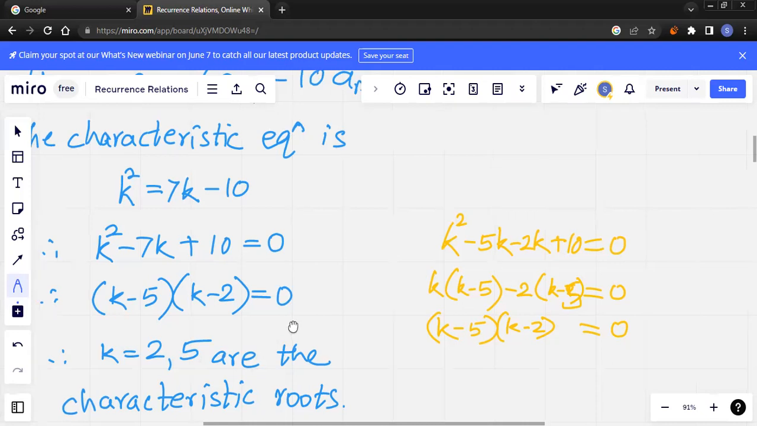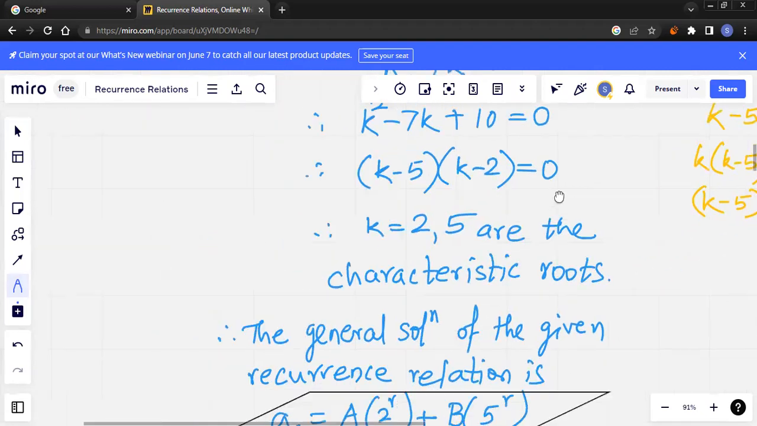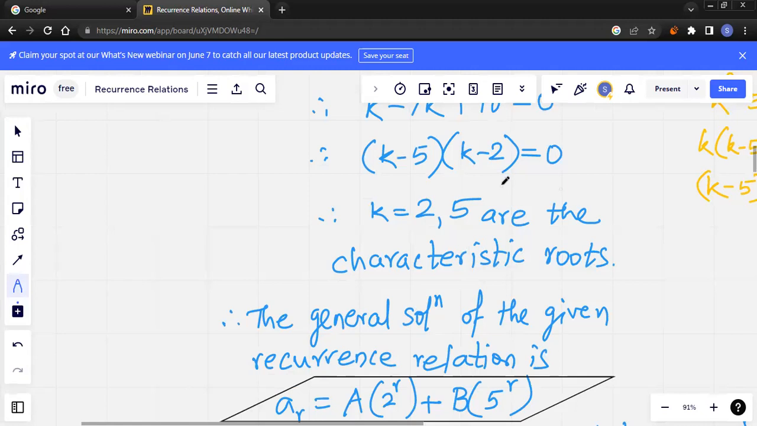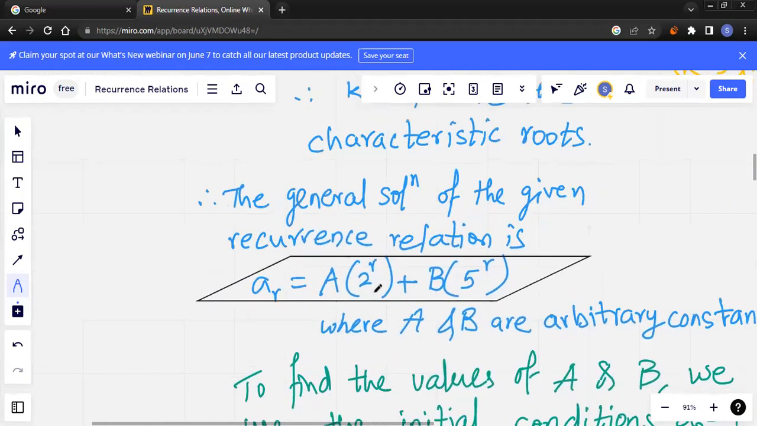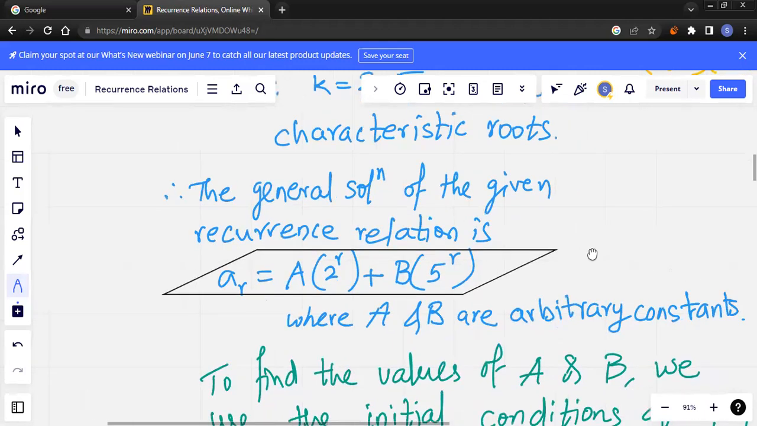So these are the characteristic roots. k equal to 2 and 5 are the characteristic roots. Then how do we write our solution? The general solution, we write some constant times our characteristic root raised to r plus some constant times another characteristic root raised to r. So what we have got? a_r is equal to capital A times 2 raised to r plus capital B times 5 raised to r, where capital A and capital B are arbitrary constants.